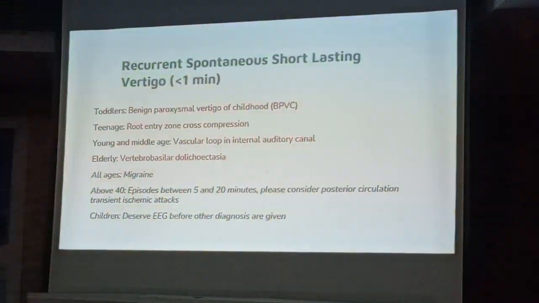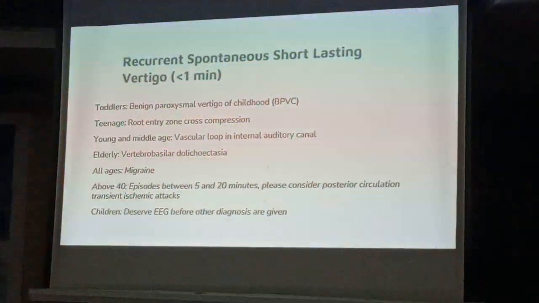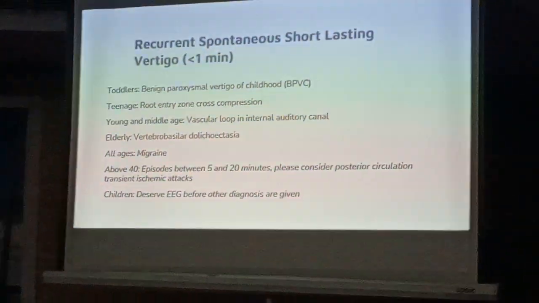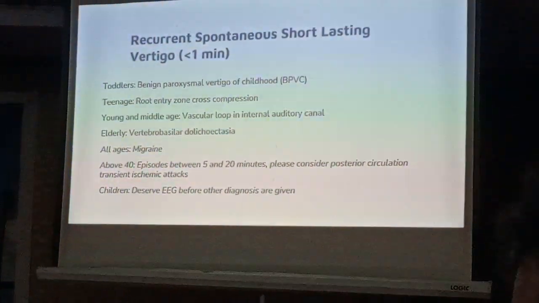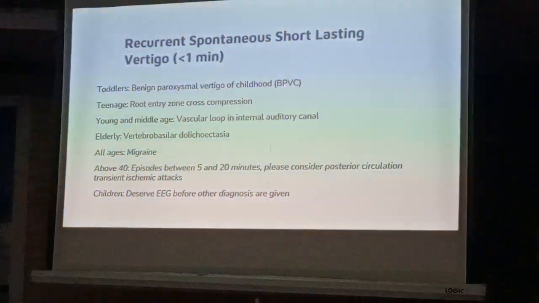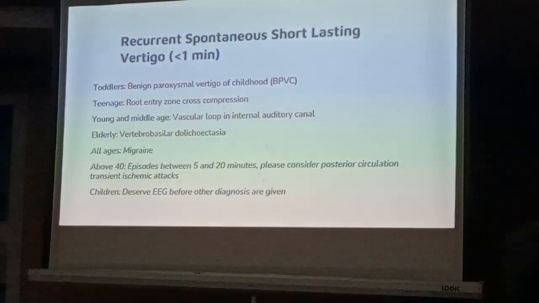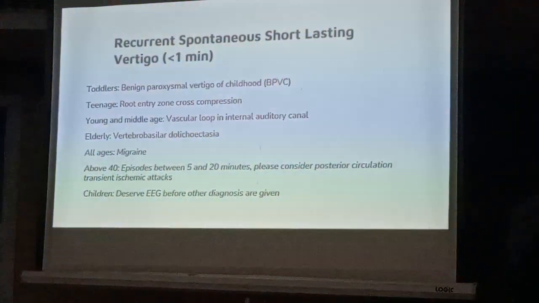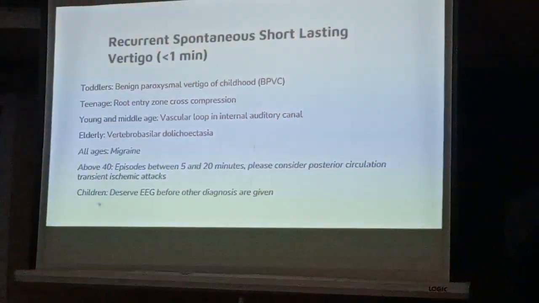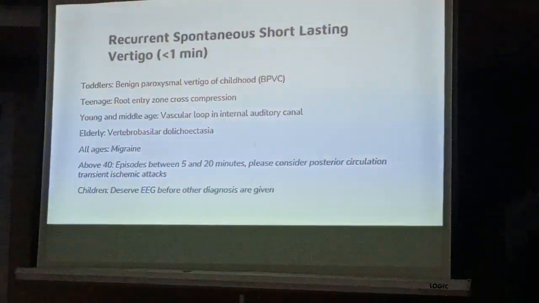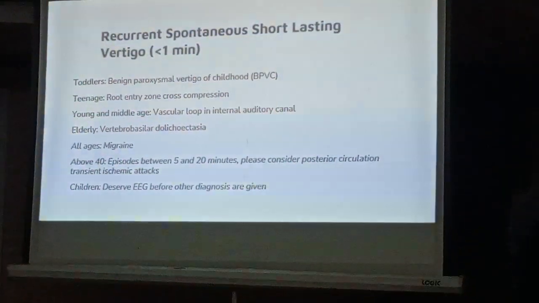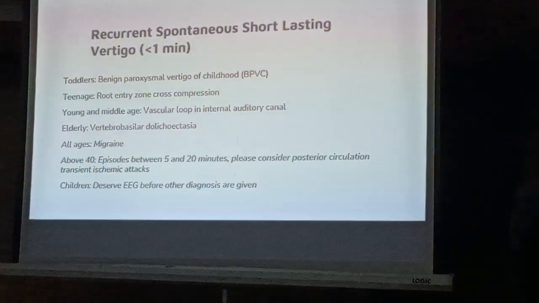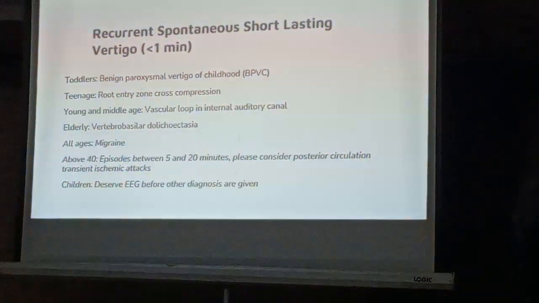If it presents in teenagers, then most probably the pathology is root entry zone compression. The vestibulocochlear nerve is entering the brainstem, and there is a vascular loop. If there is a vascular loop there, then the presentation will be in the teenage age group. If the vascular loop is in the internal auditory canal, then it will be in the young and middle age group. If it presents in the elderly, then think of vertebrobasilar dolichoectasia, that is, tortuous and dilated vertebrobasilar vessels, which will cause these symptoms. Now, how will you manage these adults? The drug of choice is carbamazepine. In the elderly, you can add ecospirin with carbamazepine.